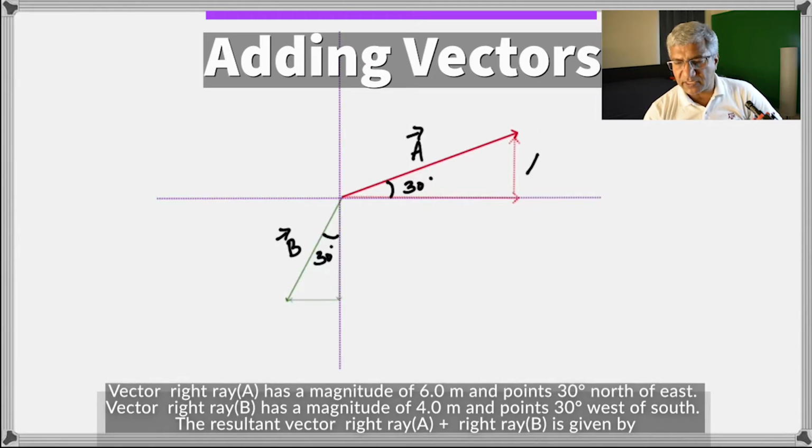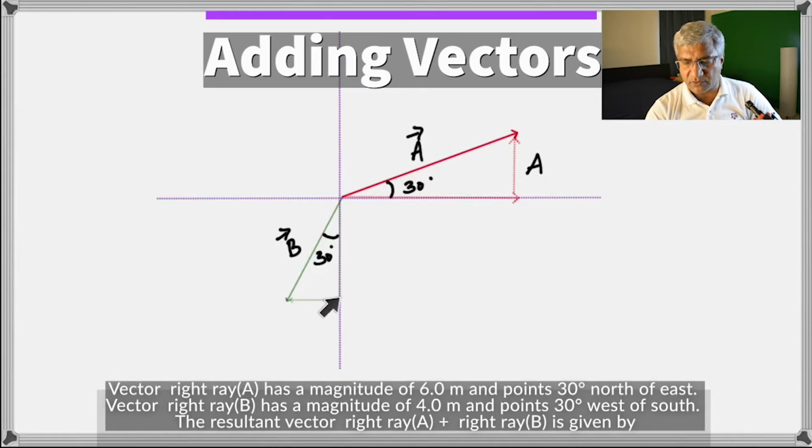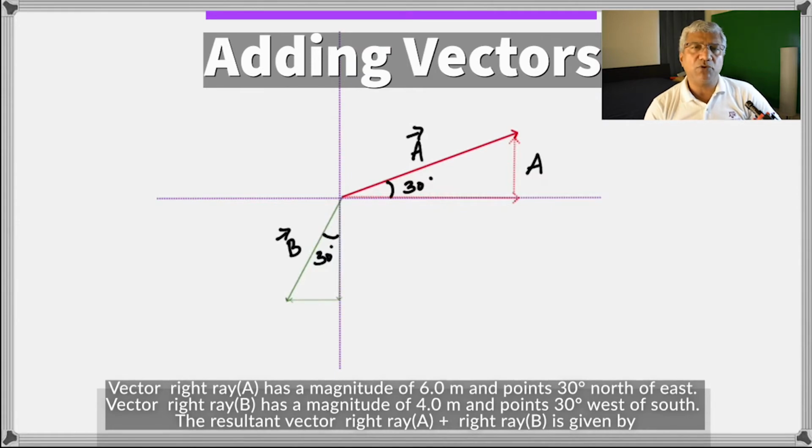You will find that is the x component of B, and then you see the y component of B. So remember, these two are negative because it's going to the left and this is going down. So those two are negative, while if you look at the components of A, this is positive, this is also positive. It's to the right and up.